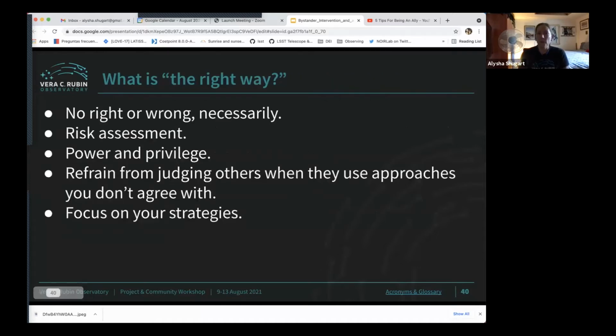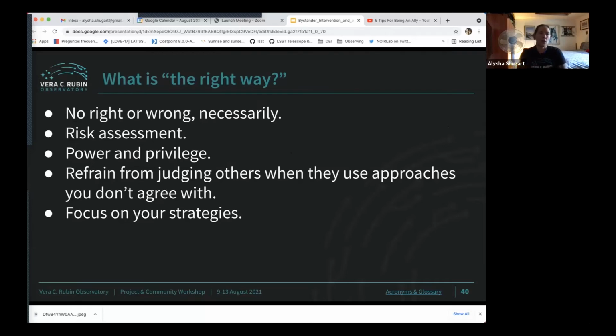So what's the right way? There's not a right or a wrong way necessarily, and it has a lot to do with risk assessment. It has a lot to do with power and privilege in the office or in the work group. But we have to keep in mind to try to refrain from judging others when they use approaches that you don't agree with. Because again, there's a lot of things that are governing their decision making, right?